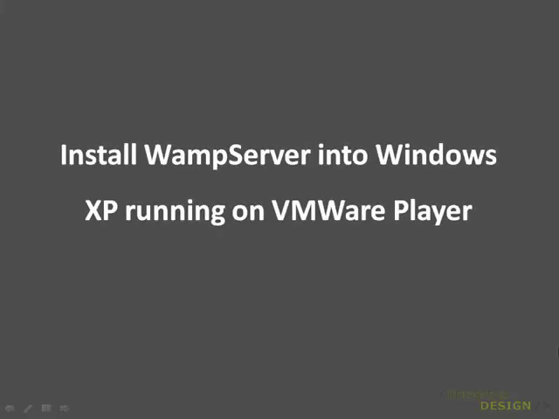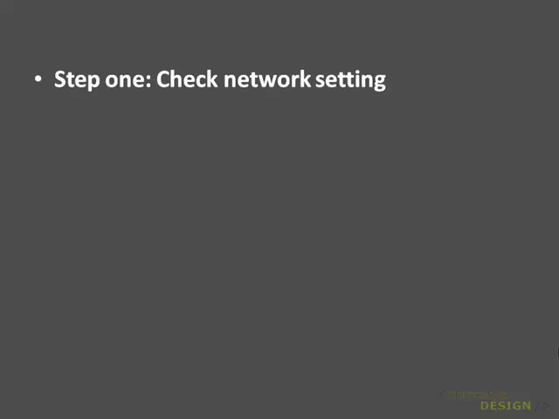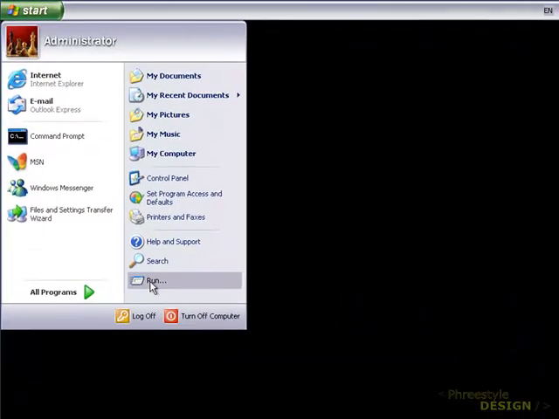Today we're going to look at installing a Wamp server onto a Windows XP virtual machine. Alright, first step is to check our network settings. And the way we're going to do that is we're going to configure the network card to make sure that it's on the same subnet as the rest of the network.